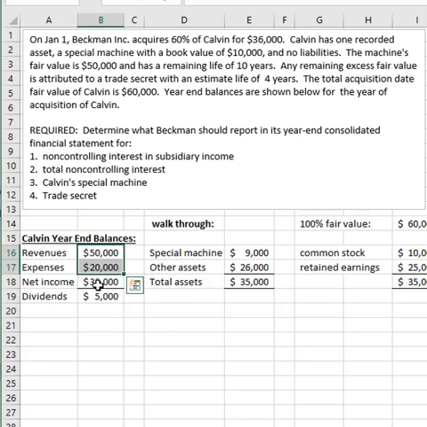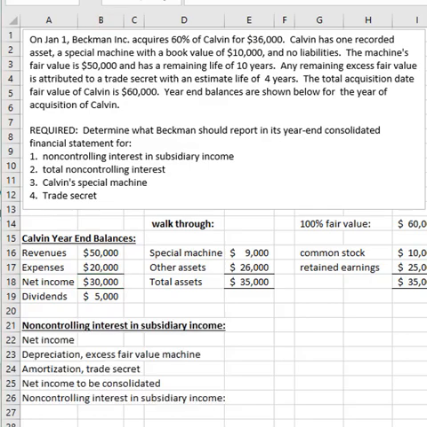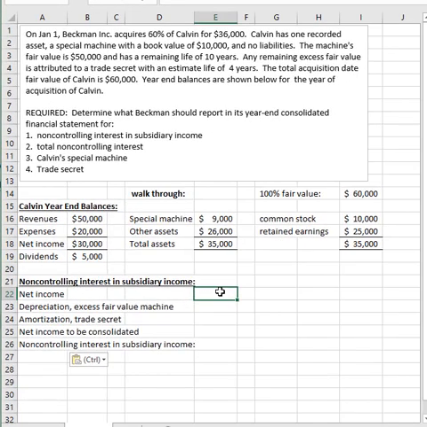All right, so what is it that they want? The first thing they want is what is the NCI portion of Calvan's income. So Calvan's income is $30,000, but we have to adjust for the depreciation and amortization on that special machine and the trade secret. So let's do that. I've got some labels in here to make it easy to follow what we're doing. We start off with the net income that they give us of Calvan.